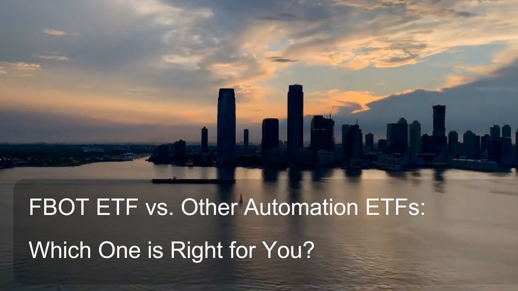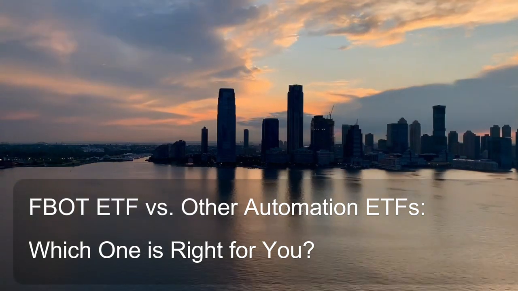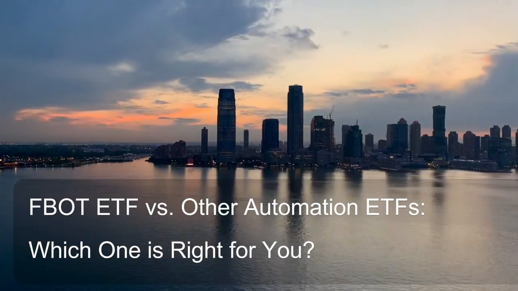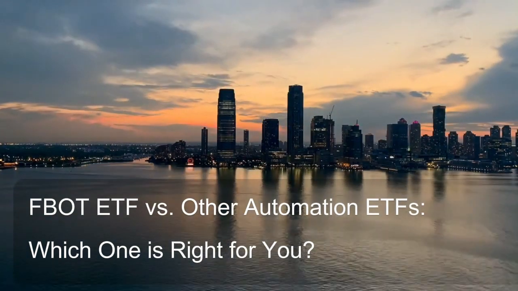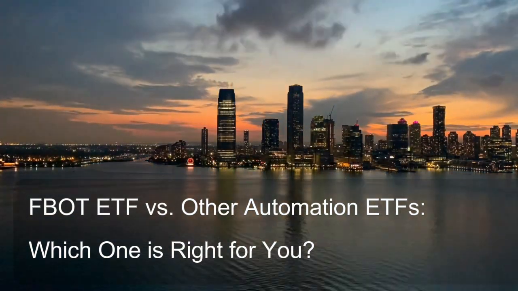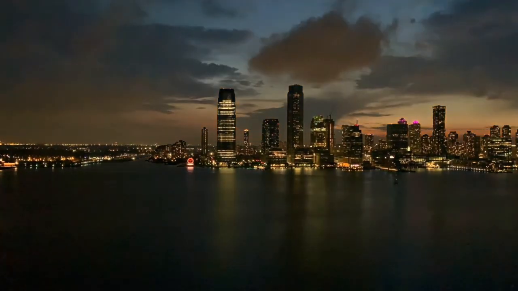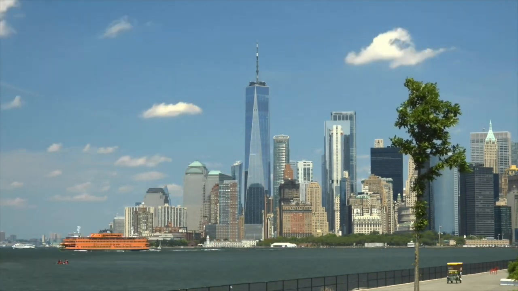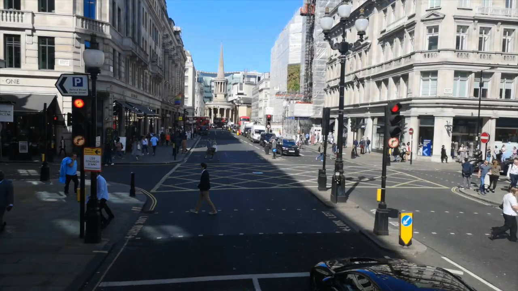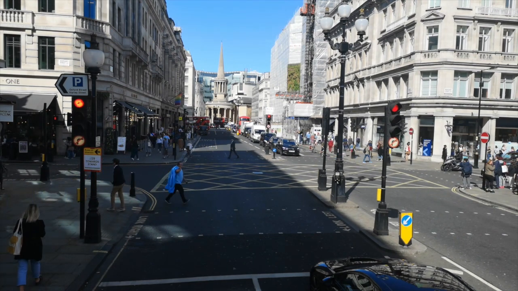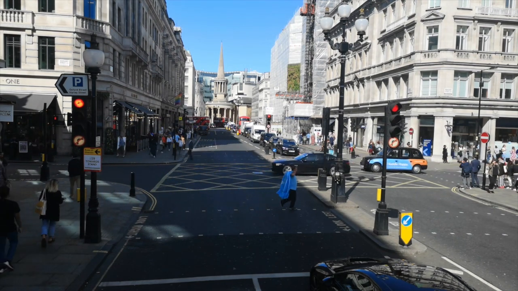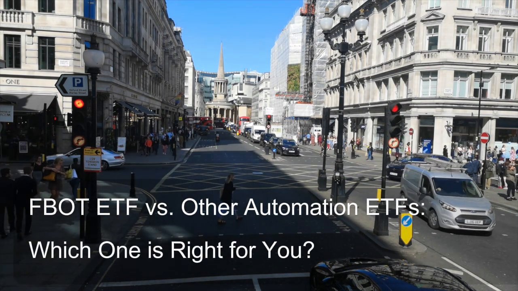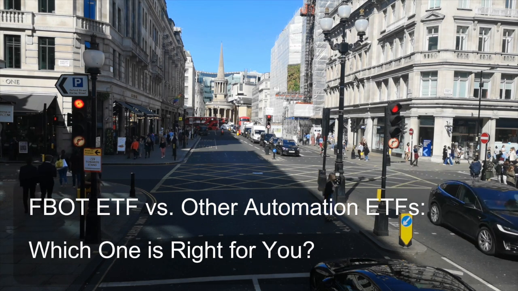Additional considerations. Alternative investments. Professional investors might consider alternative investments offering exposure to automation, such as venture capital or private equity funds, for potentially higher growth potential, but with increased illiquidity and risk. Active management expertise. Professional investors with expertise in actively managing portfolios might have the necessary resources to analyze and potentially outperform passively managed automation ETFs.